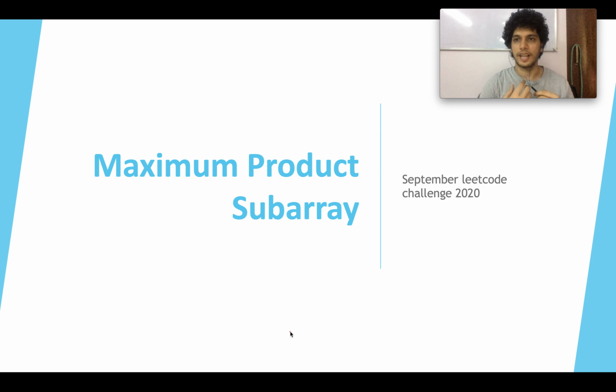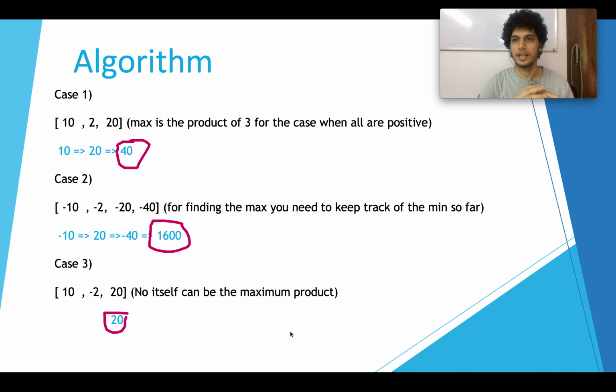So let's go through the slideshow that I have created, maximum product subarray. The algorithm considers three possible cases. Let's go through each of the cases one by one. For the first case, we have all the positive elements in the array. The maximum product can be obtained by multiplying all the positive numbers.